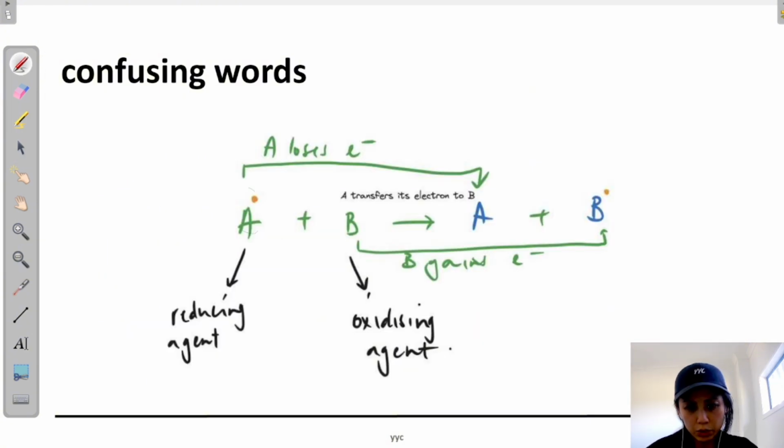Let's demonstrate that in our diagram like we did before. A loses electrons, so it undergoes oxidation. But even though it's losing the electrons, we're calling it a reducing agent. Why? I'm losing it to force someone else to gain it. I'm causing someone else to gain it. That's why I'm the reducing agent. B gains electrons, so it undergoes reduction. However, by gaining it, I'm making the other species lose it. And that's why I'm causing oxidation to happen. That's why you call me the oxidizing agent.